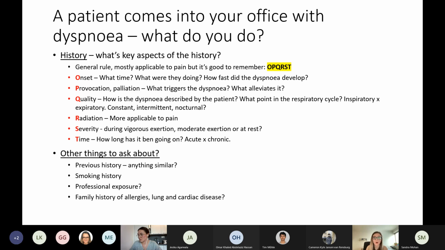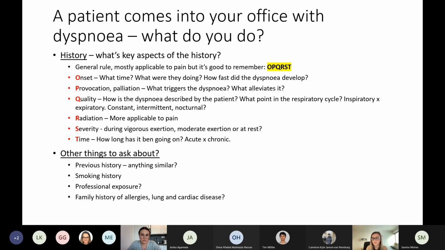And the time: how long has it been going on? Is it acute or chronic? How long has their shortness of breath been going on? Other things that we should be speaking to our patients about or asking them about is previous history.